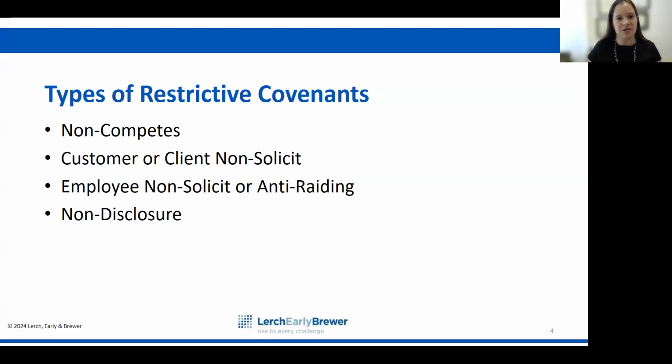And finally, there's non-disclosure agreements. These tend to be the most benign restrictive covenants when it comes to the scrutiny and restrictions that are being placed on restrictive covenants these days. Non-disclosures really are what they sound like, confidentiality provisions. So telling employees that they can't disclose certain types of confidential or proprietary information about the business that could give someone else an advantage down the line.